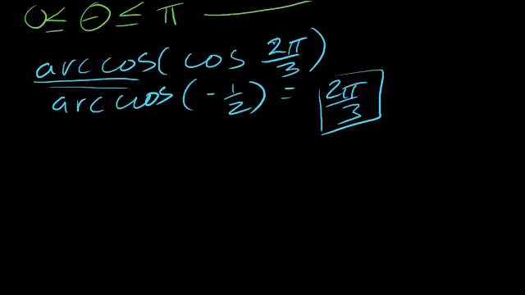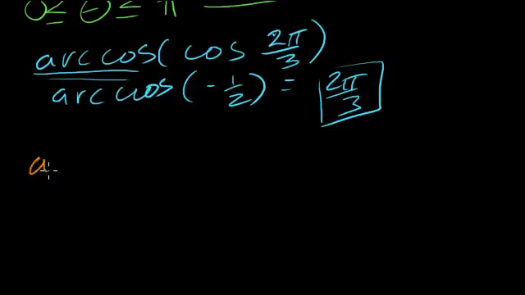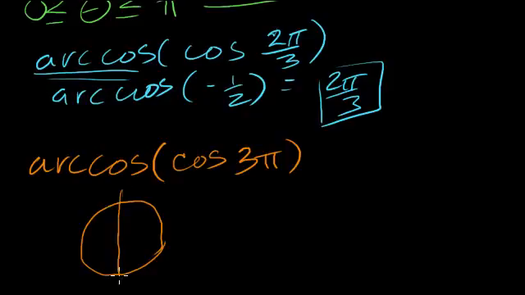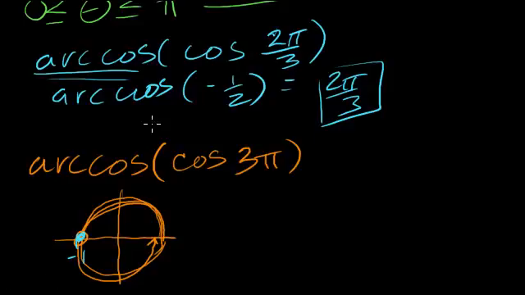But what if I were to ask you, what is the arc cosine of the cosine of, I don't know, of 3 pi? So if I were to draw the unit circle here, a real quick one, and that's my axes. What's 3 pi? 2 pi is if I go around once, and then I go around another pi. So I end up right here. So I've gone around 1.5 times the unit circle. So is it 3 pi? What's the x-coordinate here? It's -1. So cosine of 3 pi is -1.